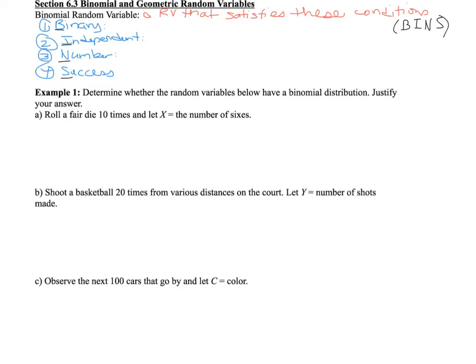So my first condition is that it is binary. And by binary, if you remember the meaning of the prefix bi, it means 2. So what that means is that I have 2 possible outcomes. And it's only going to be 2. If you have more, it's not a binomial variable. So my 2 possible outcomes, we call them a success and a failure.